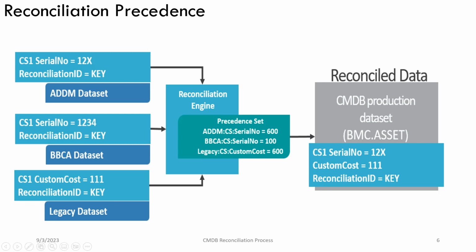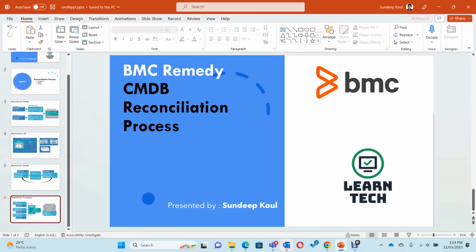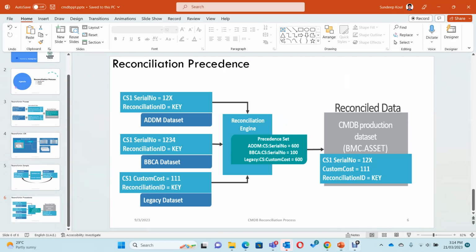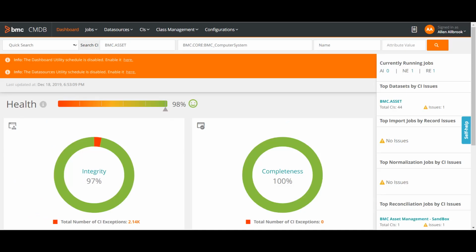So this is what actually happens in the actual system. Based on that precedence, the data is reconciled. So we will see this in the actual system. Now let's go back to the CMDB and see how it is basically done in the new UI. Okay. So we have a basic understanding of the reconciliation process. Now we will see in an actual scenario how it is achieved in BMC CMDB.